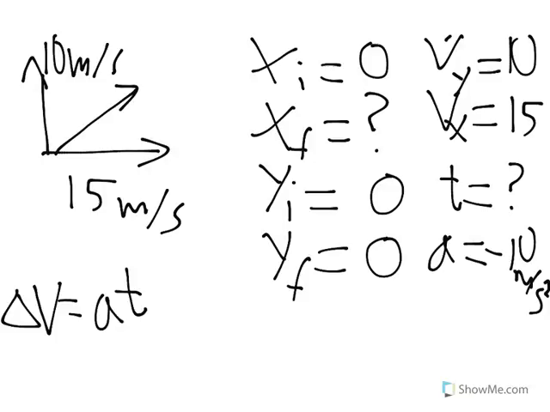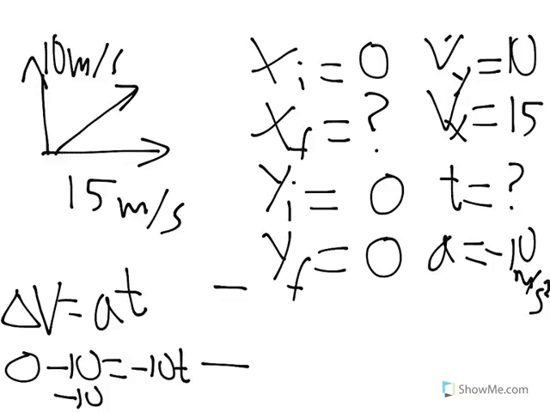Acceleration is a constant, and between the ground and the top, the change in velocity is the final velocity, 0, minus the original velocity, 10, equals negative 10 times time. So negative 10 equals negative 10 time. Time equals 1 second. And before we get too far into this, let's think for a second.